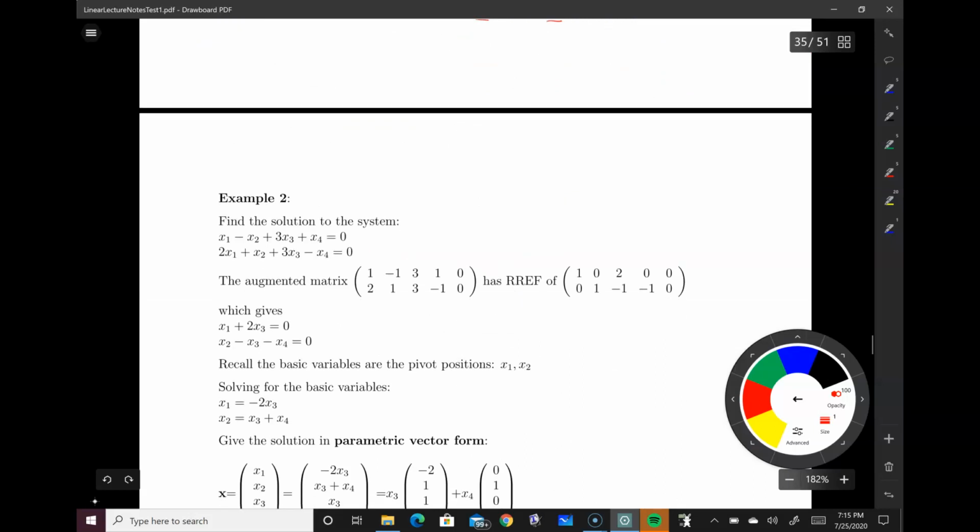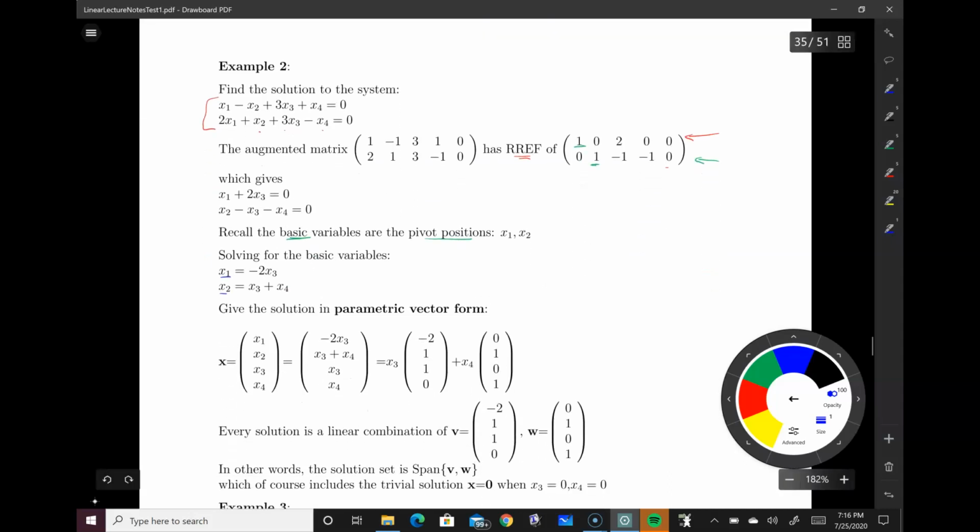All right, let's continue on with some examples. Here I have a system that only has two equations, but it has four unknowns, so I know I'm not going to find a unique solution. I put it together in my augmented matrix, RREF, and get to here. The first row gives me x1 plus 2x3 is 0. The second row gives me x2 minus x3 minus x4 equals 0. The basic variables are the pivot positions, so these are the two that you solve for: x1 and x2.